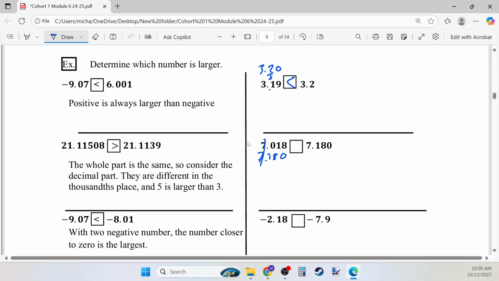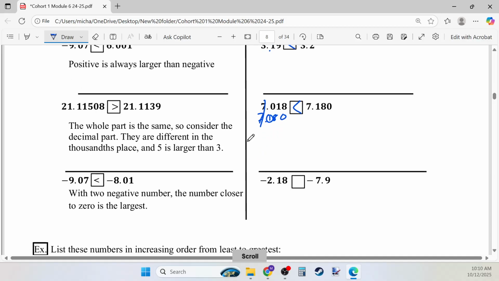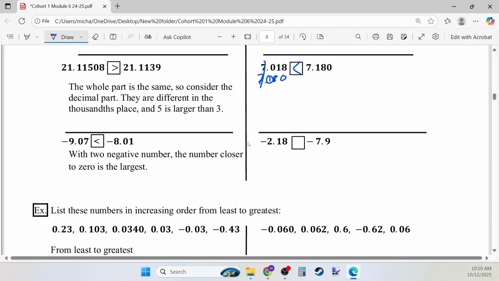Same. 1 comes later than 0, so that means that 7.180 is bigger than 7.018. The directions get reversed when we have negatives, but we can still see that 7 is bigger than 2, so it would be this way if it were positive, and it's this way because it's negative.